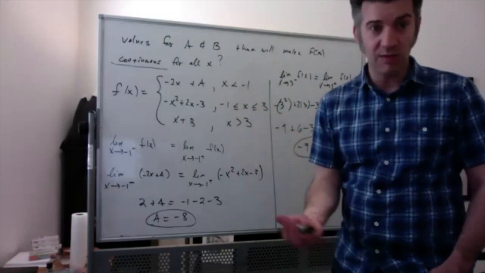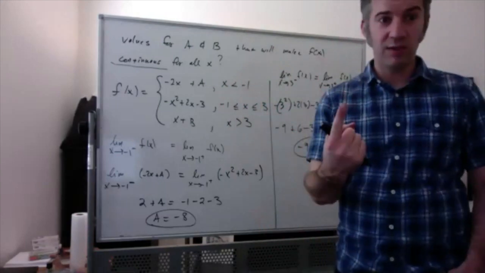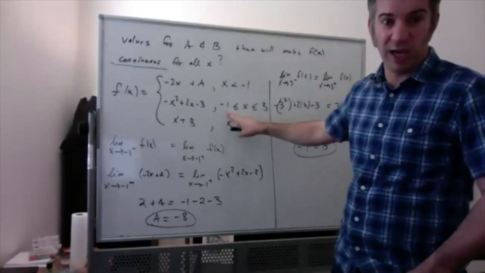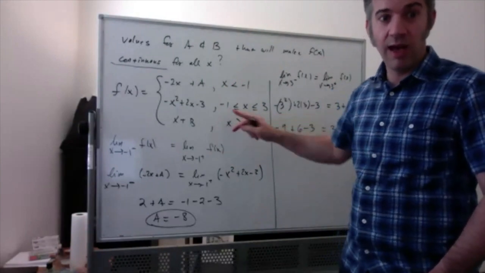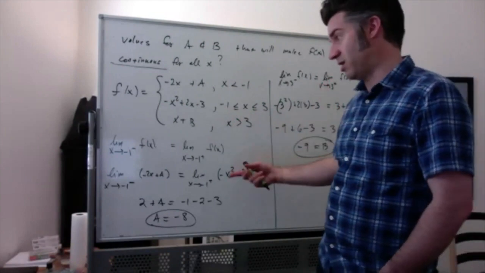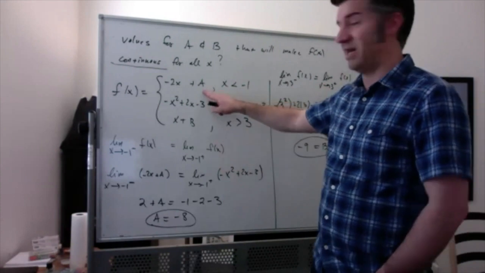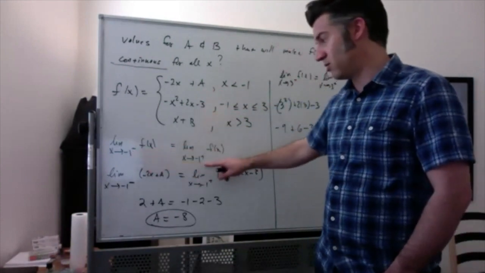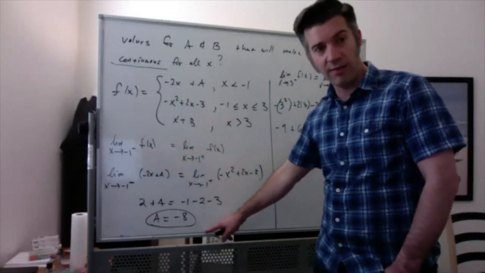Well, to be continuous at negative 1, the function has to exist there. Well, it does. It definitely exists at negative 1. I didn't even check that because I already knew it existed there. And 2, the limit has to exist. So we had said, the limit has to exist, which means the left-hand limit has to equal the right-hand limit. So that's why we set the left-hand limit equal to the right-hand limit and then solve for a.